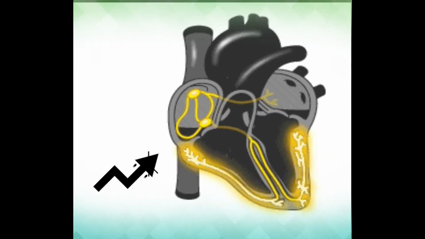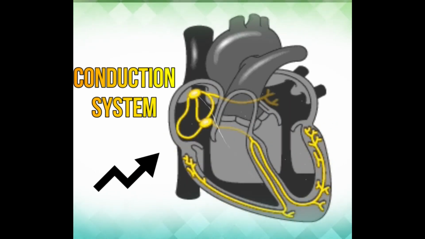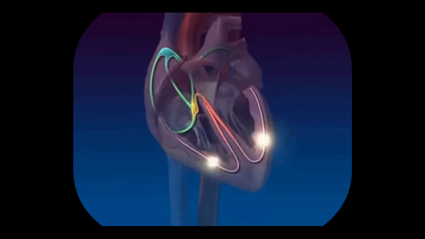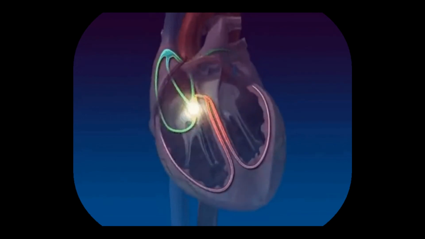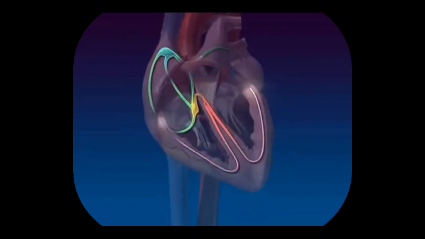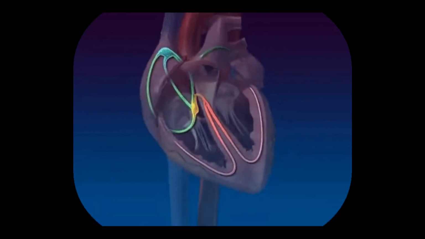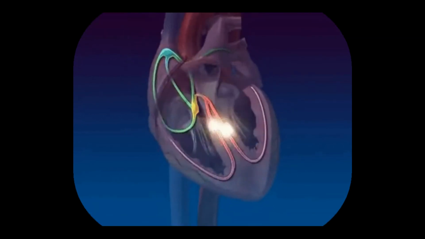The heart rhythm is controlled by an electrical system called the cardiac conduction system, which is the heart's own built-in pacemaker. This special tissue sets the heart rate and allows the upper and lower chambers to communicate with one another so they can function in a coordinated fashion.